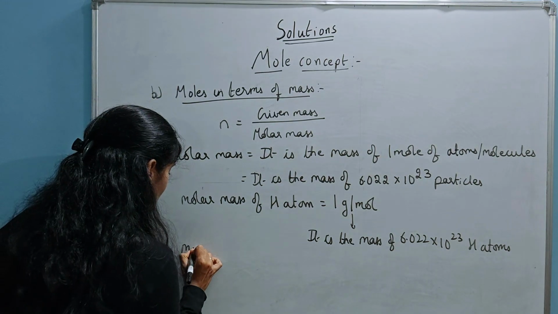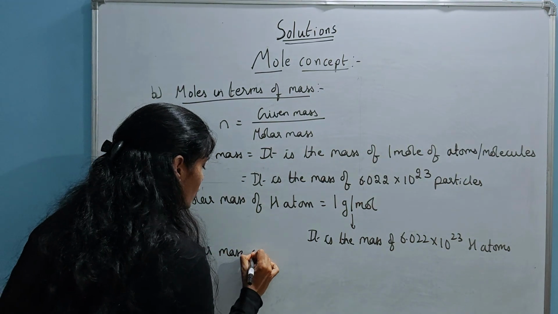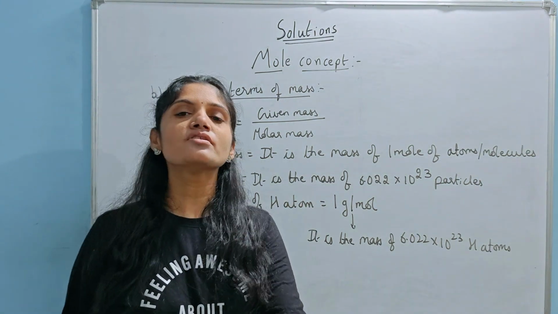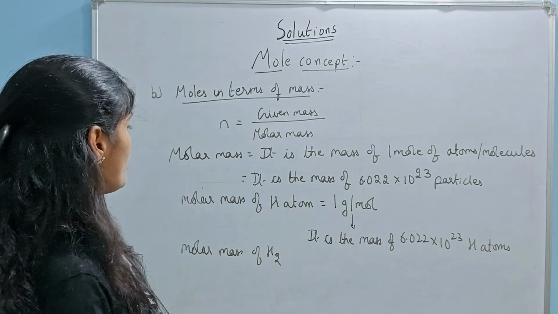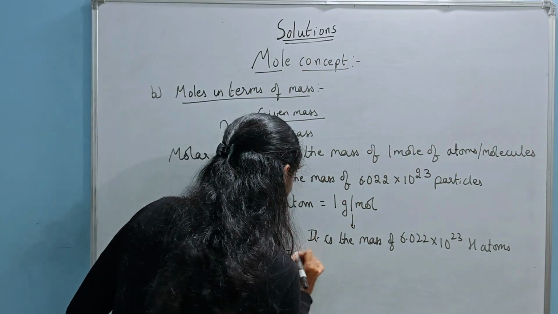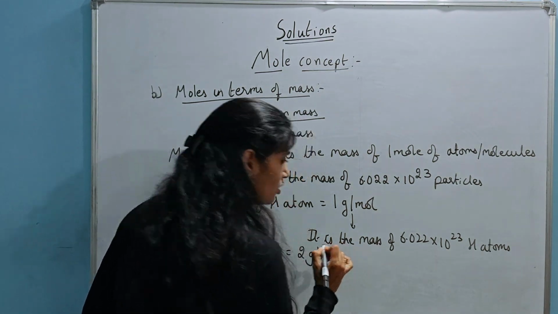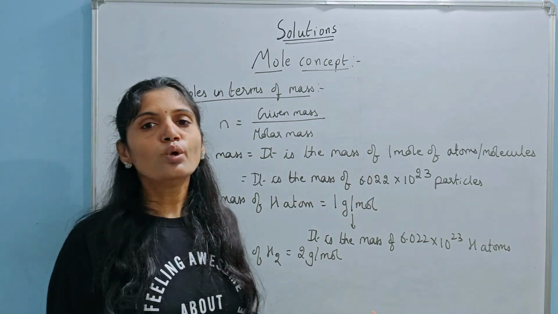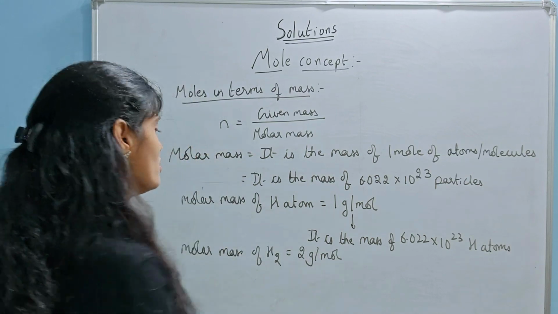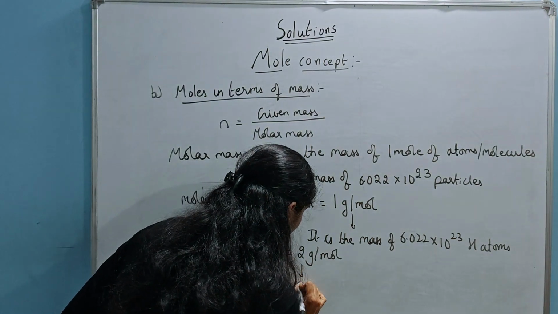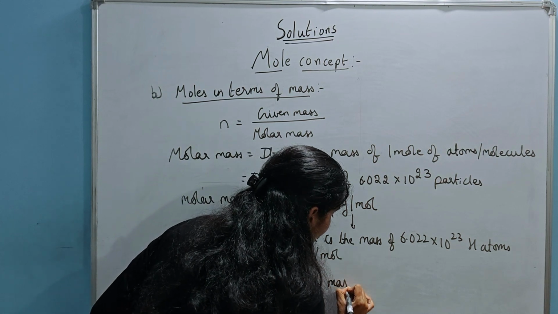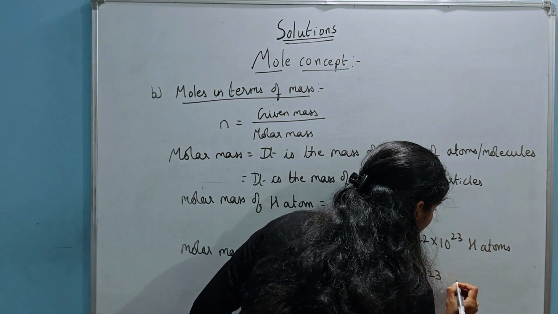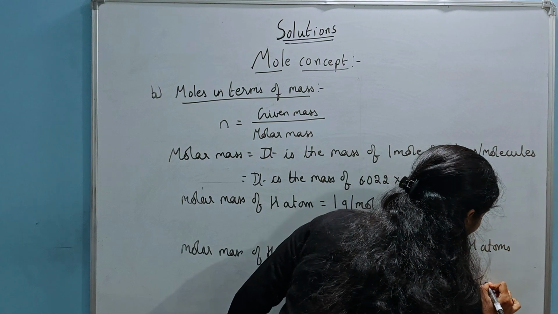Let us take one more example. If I say molar mass of H2, because we know hydrogen exists in nature in a molecular form, so when I say molar mass of H2 in molecular form is equal to 2 gram per mole, we all knew it. Like molar mass of H2 is 2 gram per mole. What should I understand from this? I should understand that 2 gram per mole is the mass of 6.022 into 10 to the power of 23 H2 molecules.